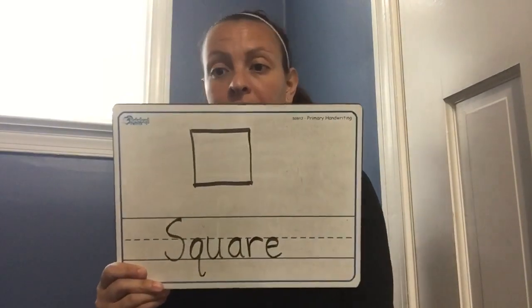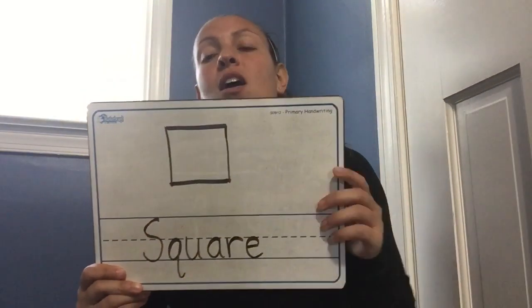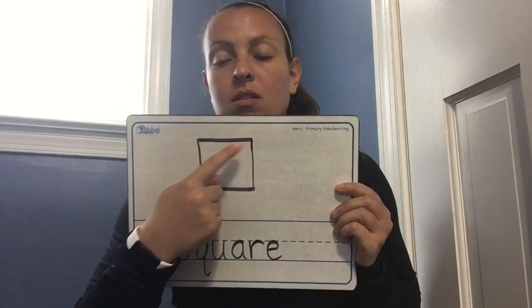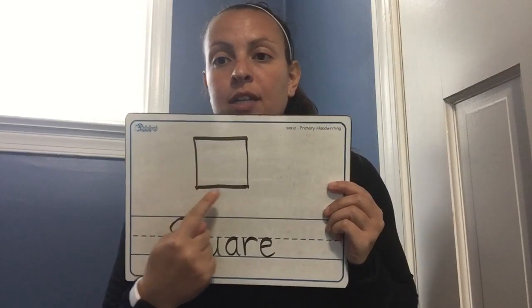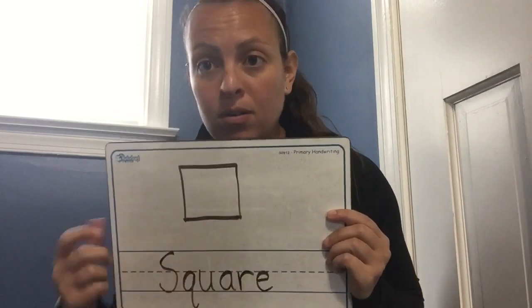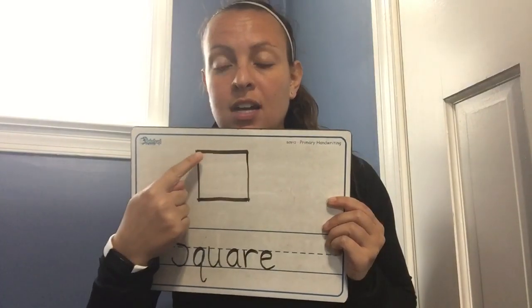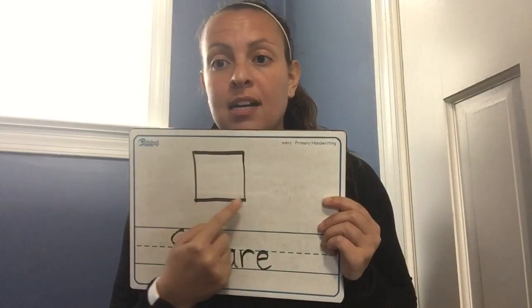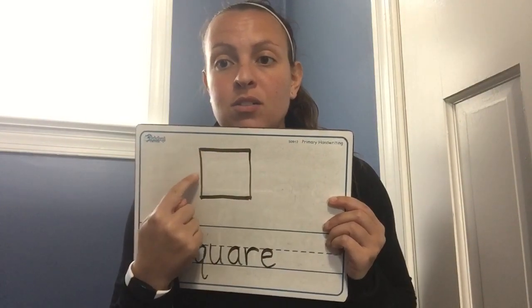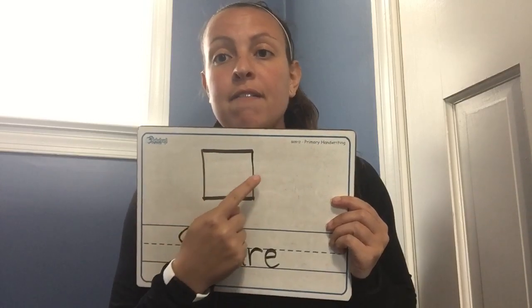Okay friends, today we're going to talk about two more shapes and their sides and their vertices, which is also their corners. Today we're going to talk about a square, and a square has four straight lines that are all equal. So that means these straight lines are the square's sides. So there's 1, 2, 3, 4.